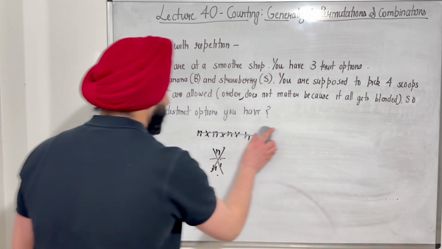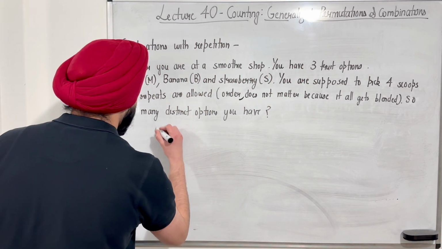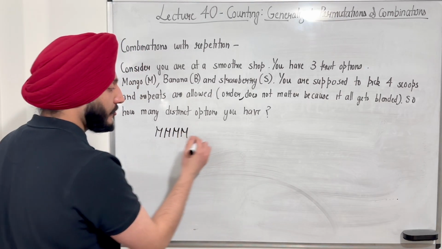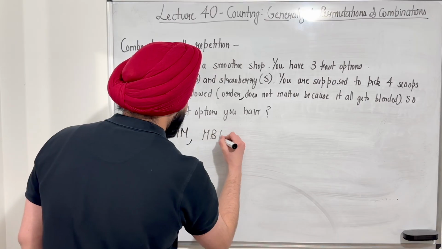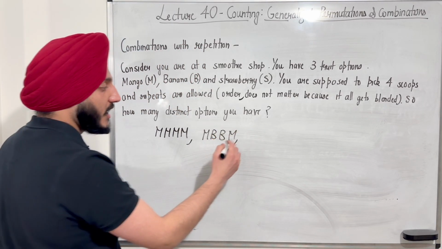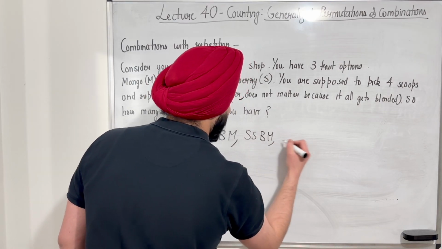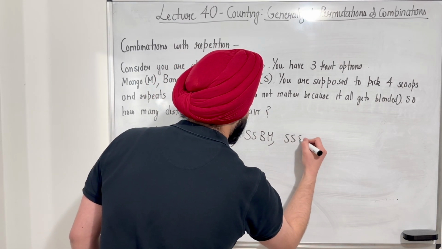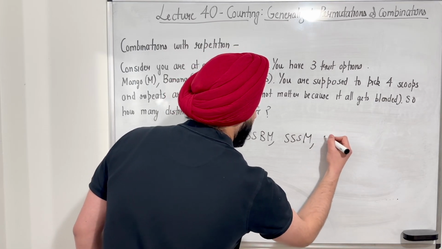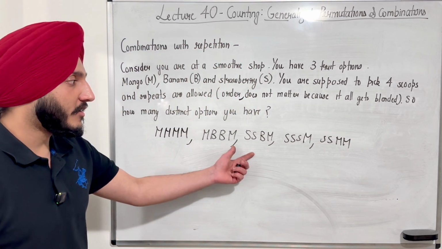Let's take a look at the examples once again. I have M, M, M, M, 4 mangoes. This is a distinct option. I have M, B, B, M, 2 bananas and 2 mangoes. Anyway, we can arrange them. Let's say we have 2 strawberries, 1 banana, 1 mango. Let's say we have 3 strawberries and 1 mango. Let's say we have 2 strawberries and 2 mangoes. These are the distinct options.